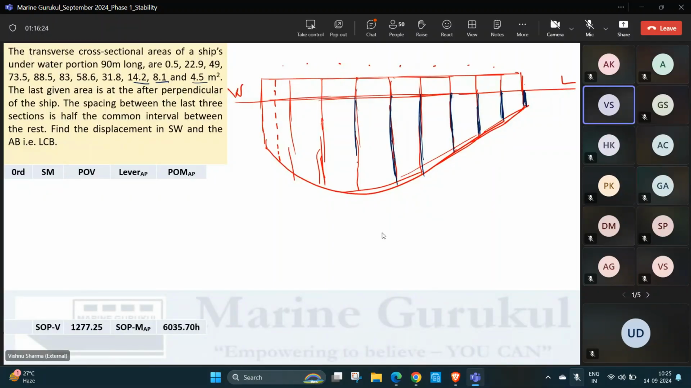Whatever I am shading in blue, those are the areas given to you. Have you understood the question better now? Yes, sir. It is 0.5 here, 22.9 here, 49 here, 73.5 here, 88.5 here, 83 here, 58.6 here, 31.8 here, 14.2 here, 8.1 here, and 4.5 here.